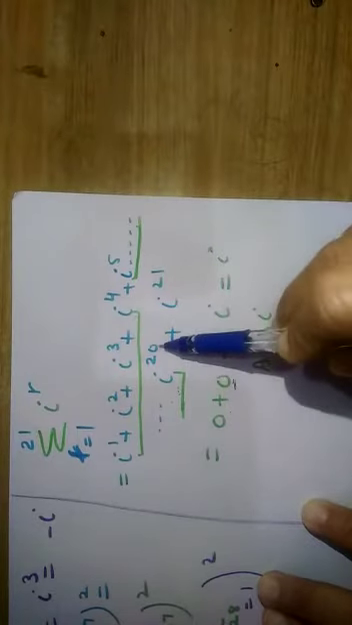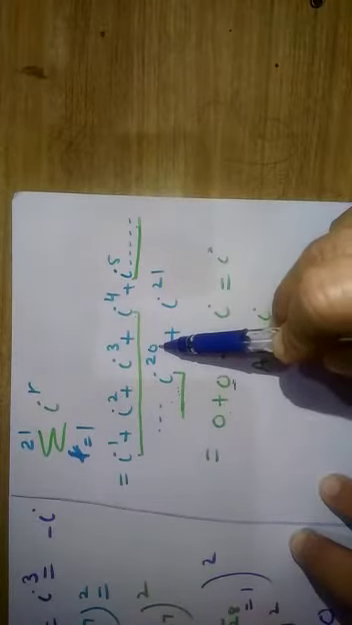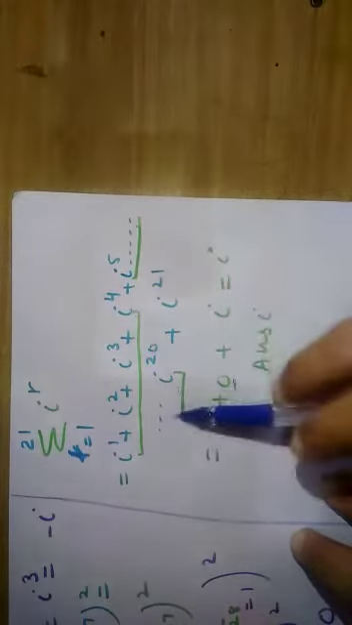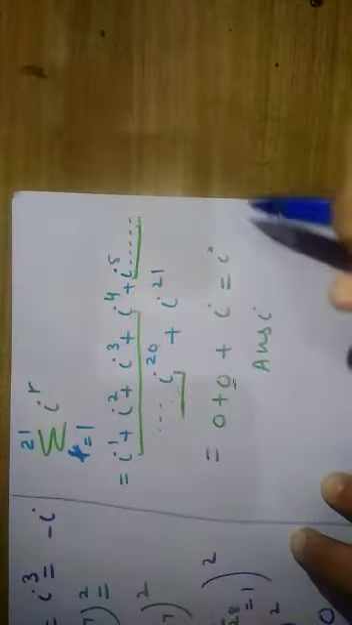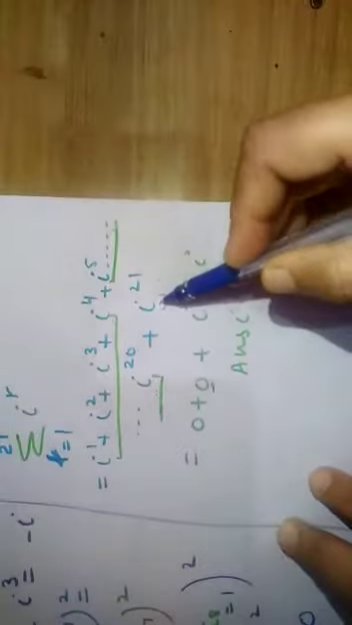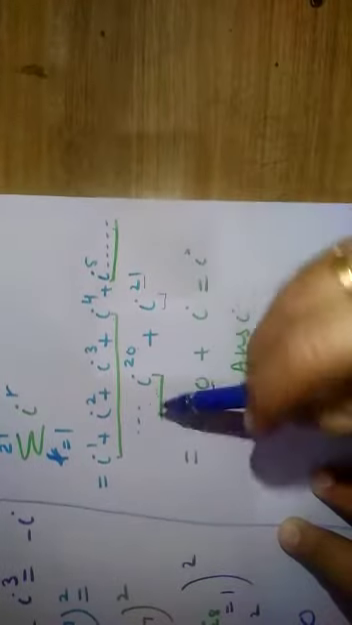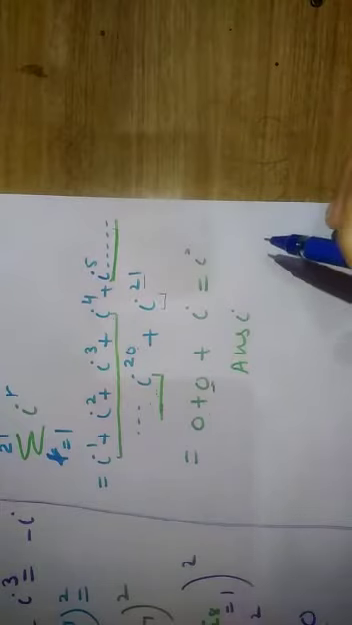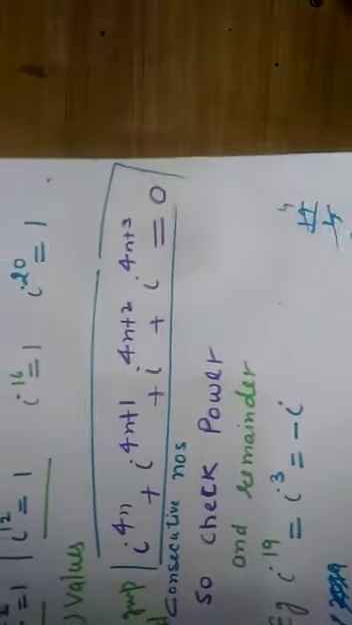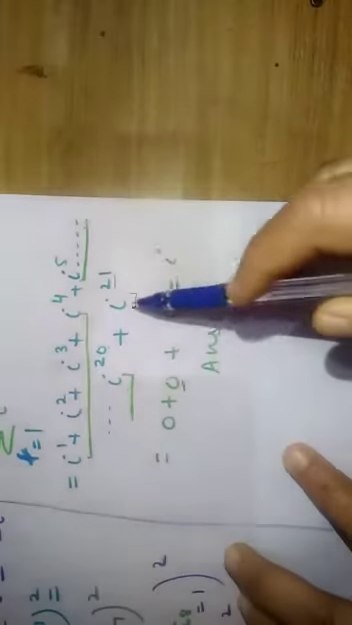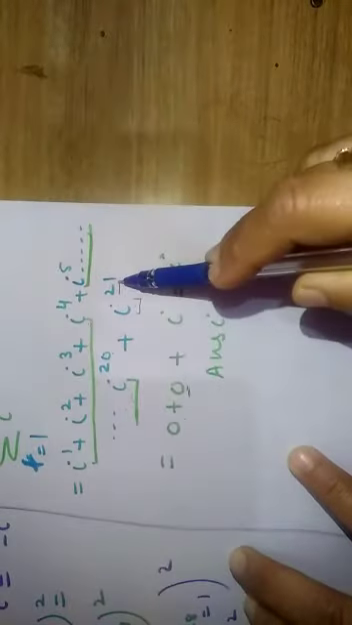So in this way, I will make groups of 4. As you know, 20 is a multiple of the 4, so up to 20 I can make groups of 4 powers of iota. The last one pending is iota raised to power 21, because up to 20 I have made the groups and they are giving me the result 0. As per the rule which I have told you, the sum of 4 consecutive powers of iota will give me the result 0. So last I'm getting iota raised to power 21 only.